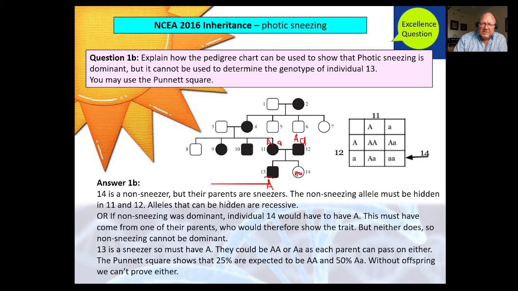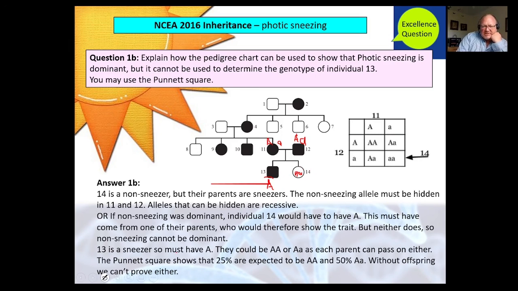So 14 is a non-sneezer, but their parents are sneezers. The non-sneezing allele must be hidden in 11 and 12. Hidden means recessive. Alleles can be hidden. Or if sneezer was dominant, individual 14 would have... Yeah, if one of these sneezers were homozygous dominant, both of these could not have produced this non-sneezer.